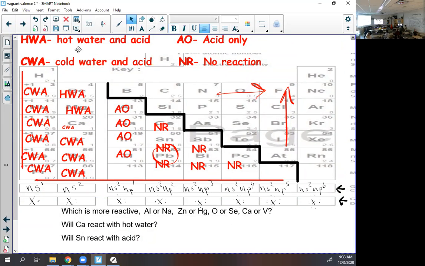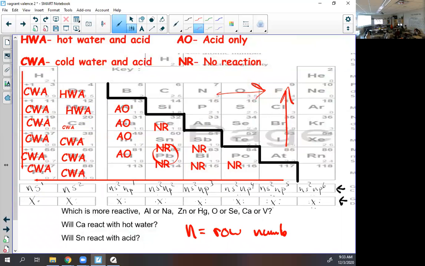Okay. So when we got to that little sliver of notes a second ago, and it said draw the general configuration and dots for the family, you could have looked right down here on your periodic table. The N is equal to the row number. Now this was actually tested last try. So it is helpful now, but it's not on a test.